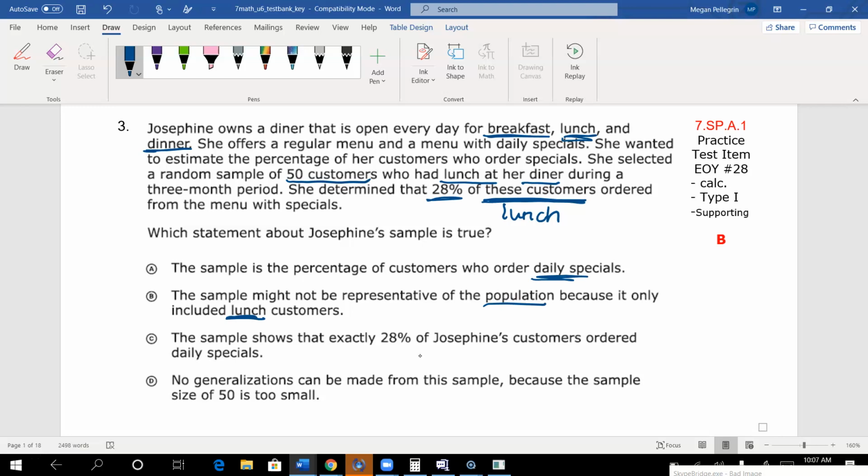And then D, no generalizations can be made from the sample because the sample of 50 is too small. Okay, so 50 is not too small. The bigger we can make it, the better we're going to have our results, but 50 is a pretty good size for a random sample. So D is not correct. So B was our correct answer.